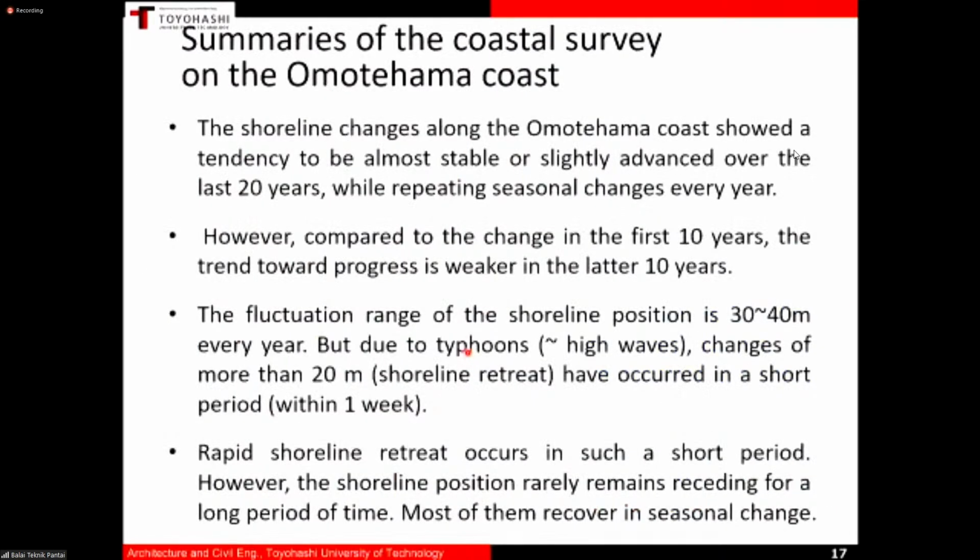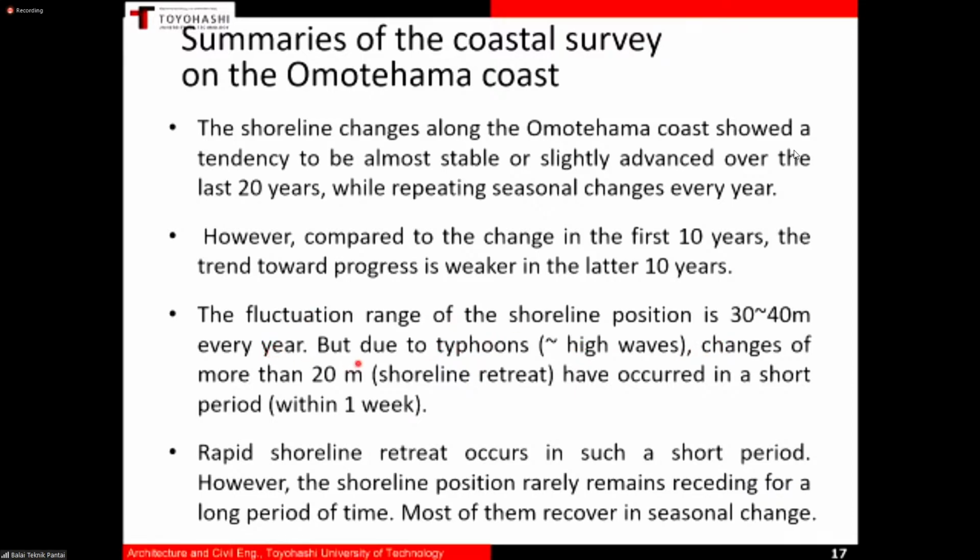So, a summary of our coastal survey on the Oktariyanto coast. Shoreline change: the tendency is almost stable and slightly advancing over the last 20 years, but with a repeating seasonal change every year. However, compared to the change in the first, I skipped this result, so I'll skip here. And the fluctuation range of the shoreline position is about 30 to 40 meters every year.